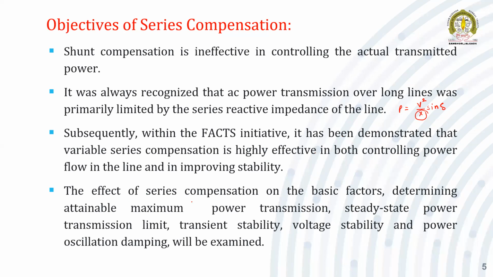Now the effect of series compensation on the basic factors determining the attainable maximum power transmission. Suppose this is the curve for the uncompensated line. If it is possible, we can increase the power handling capacity with the help of the series compensator, so the maximum power that can be transmitted increases. What would be the steady state power transfer limit? That is the steady state limit. We can improve the steady state limit. We are operating here somewhere, and now we can operate at a higher angle. So definitely the steady state stability can be increased. Then the transient stability we can definitely improve with the help of the series compensator. Voltage stability and power oscillation damping are similar to shunt compensation.